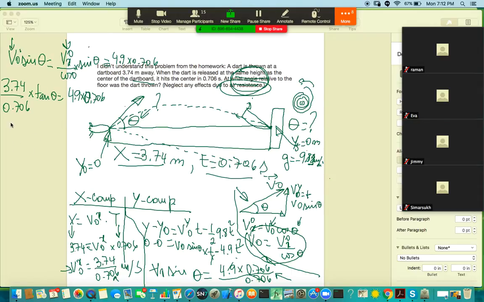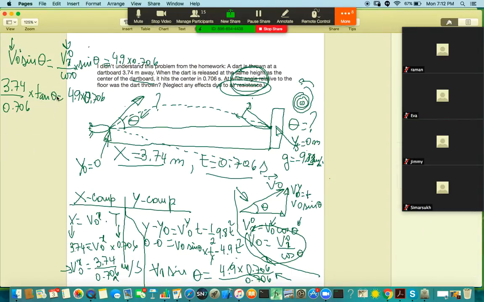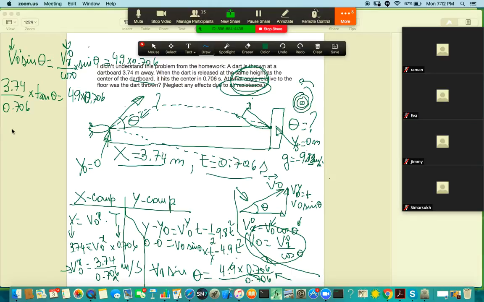And then we can calculate tangent theta. So tangent theta is equal to a number, which is 4.9 times 0.706 divided by 3.74 times 0.706. And then you can find your angle. It's kind of messy here, but I hope you follow.